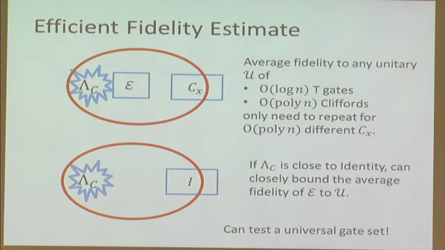Now, since we're trying to do things efficiently, we don't have time to completely reconstruct this error. So what we do instead is we just bound the effect of the error. We just check that the error is pretty close to the identity. And then, given we know that the error is close to the identity, we can create bounds on our estimates of the average fidelity of E. So that's the strategy to efficiently benchmark a universal gate set.